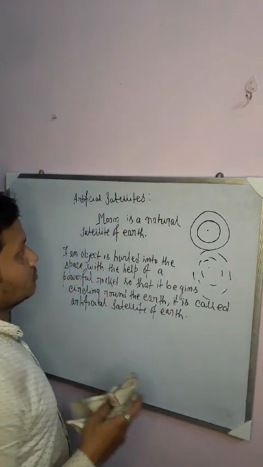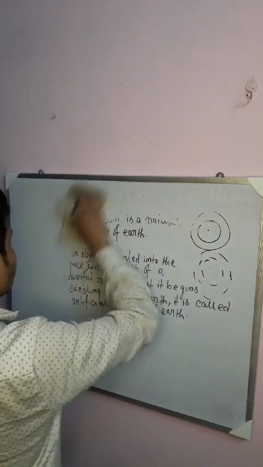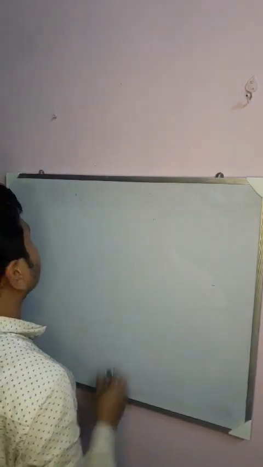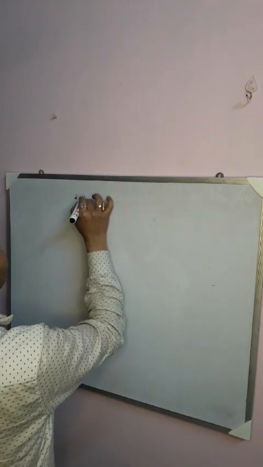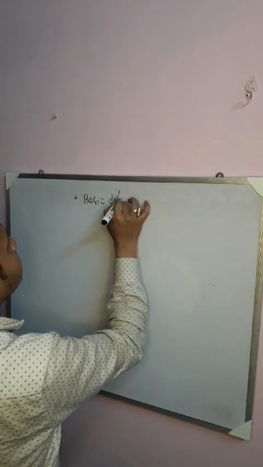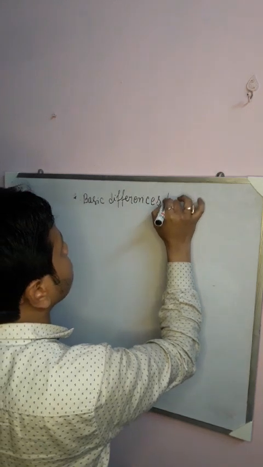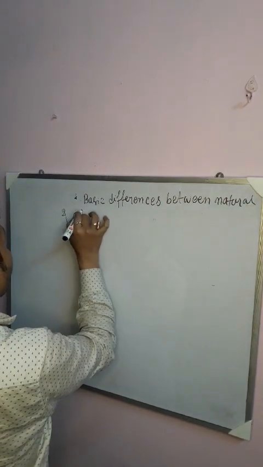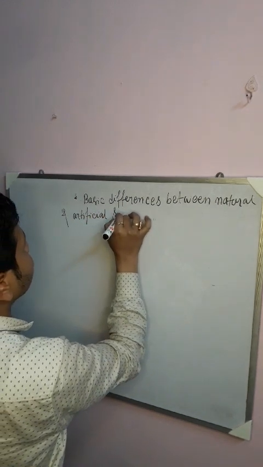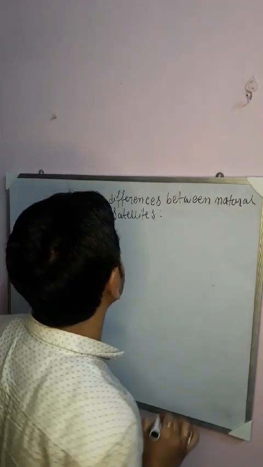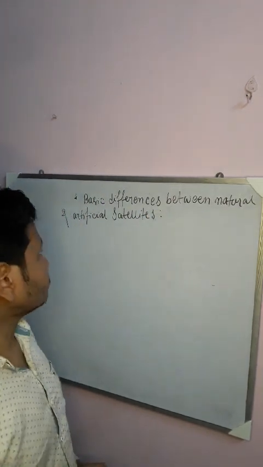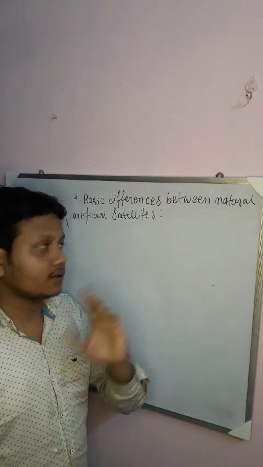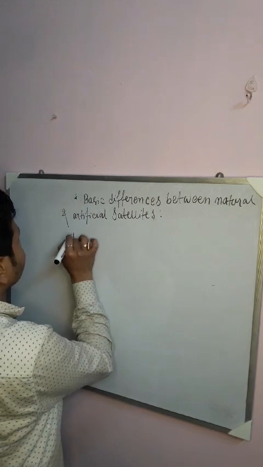Now the second question that arises: what are the basic differences between natural and artificial satellites? The first point, already mentioned, is that natural satellites are created by nature and artificial satellites are man-made. So this is the first basic difference.